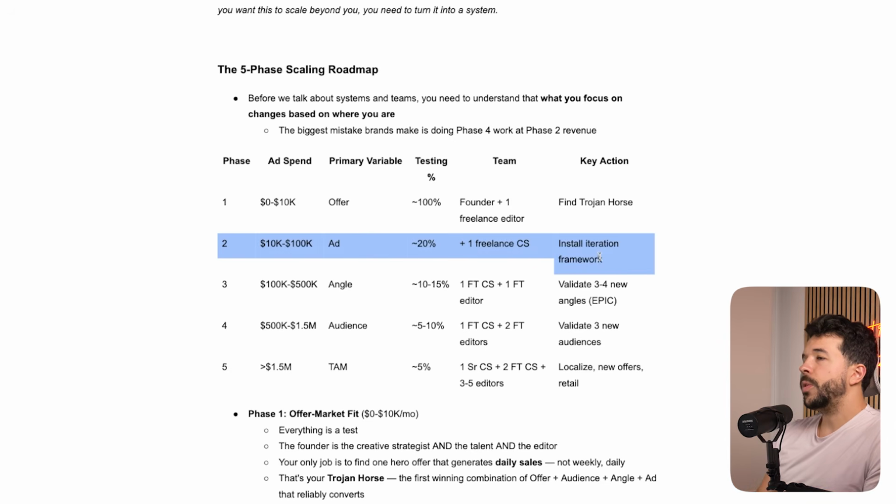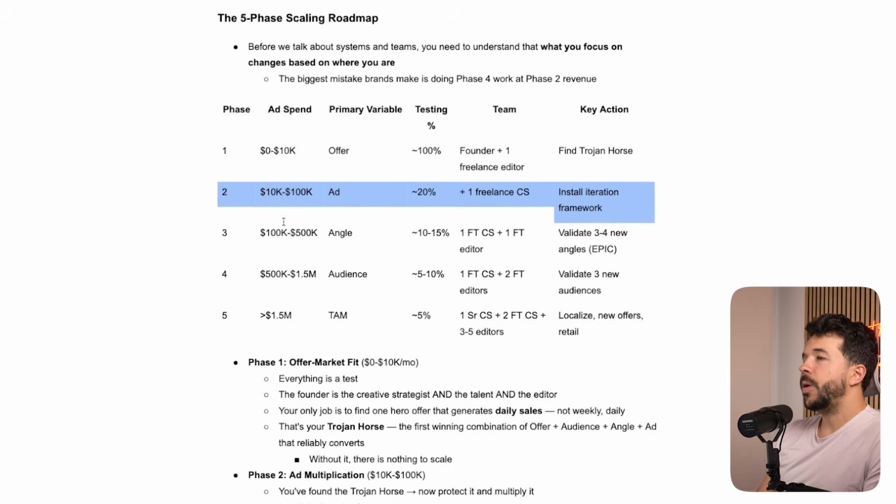Phase 2 is where you go from $10,000 to $100,000 a month. And the primary variable here is the ad. What you want to learn here is to multiply winners, and you want to build what we call the iteration muscle. I showed you the iteration framework. This is one of many, but that's more than enough for you. Ideally, at this stage, you want to bring the testing budget to 20%. And usually as a team, you will find a freelance creative strategist.